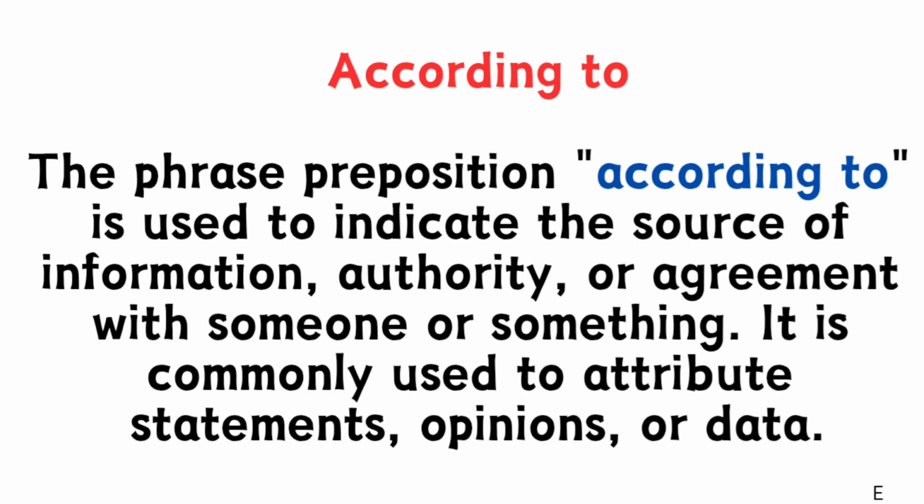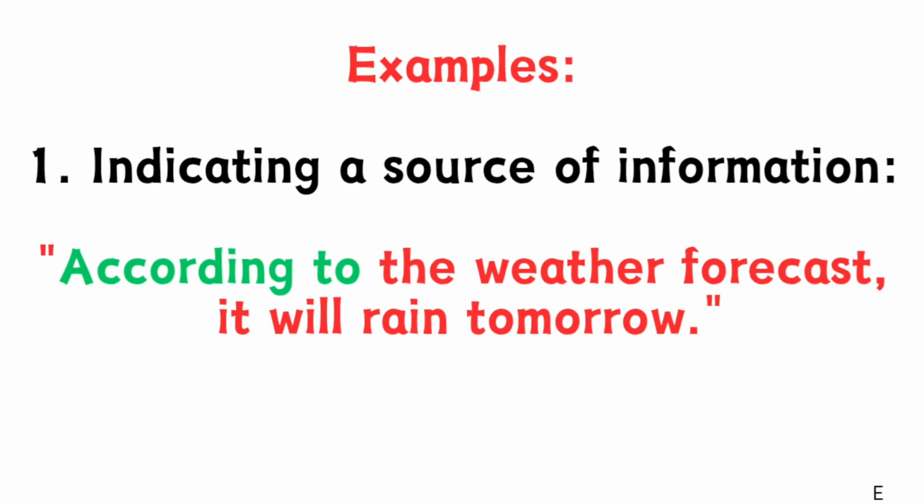According to. The phrase preposition according to is used to indicate the source of information, authority, or agreement with someone or something. It is commonly used to attribute statements, opinions, or data. Examples. 1. Indicating a source of information. According to the weather forecast, it will rain tomorrow.